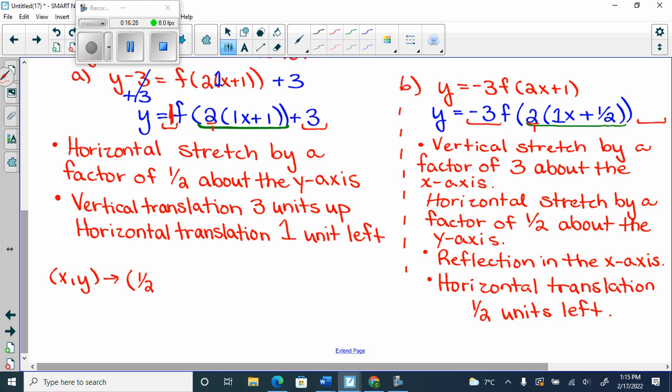My mapping is a 1/2. Then I have an X. Then I need to move 1 left. How am I going to do that? -1. That's how I move a point left, is by minusing 1. Now my Y's, do I have it multiplying by anything? Nope. But I am going to do what to it? Add 3 because there's a vertical translation 3 up.